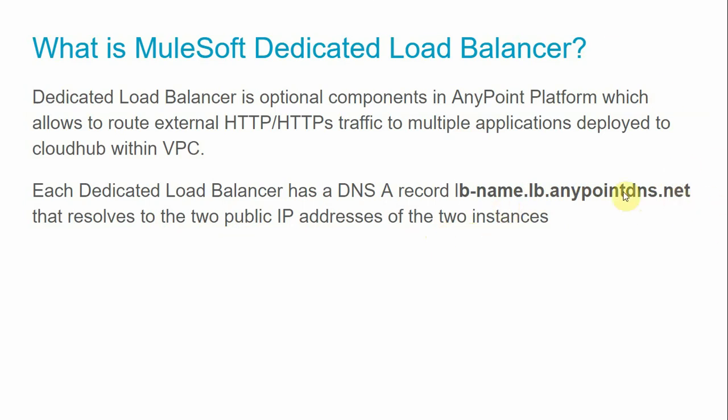If you see, this public DNS is not user friendly, so what generally we do is we create a custom DNS like api.example.com, or anything. Then we do the DNS entry, where we map api.example.com with this particular DNS record using a CNAME, or either we can map it with the two public IP addresses which were generated during the creation of the dedicated load balancer.